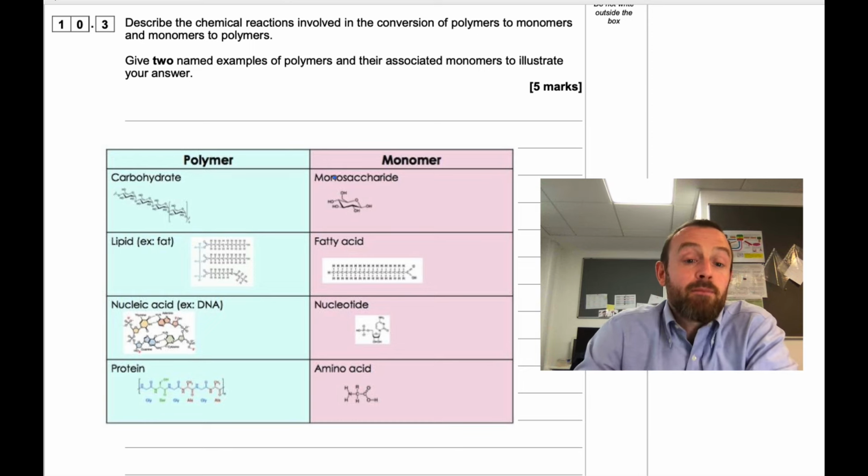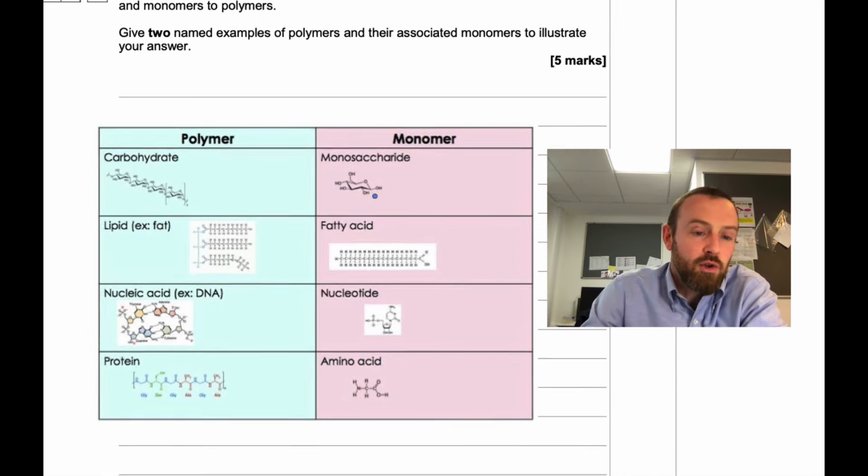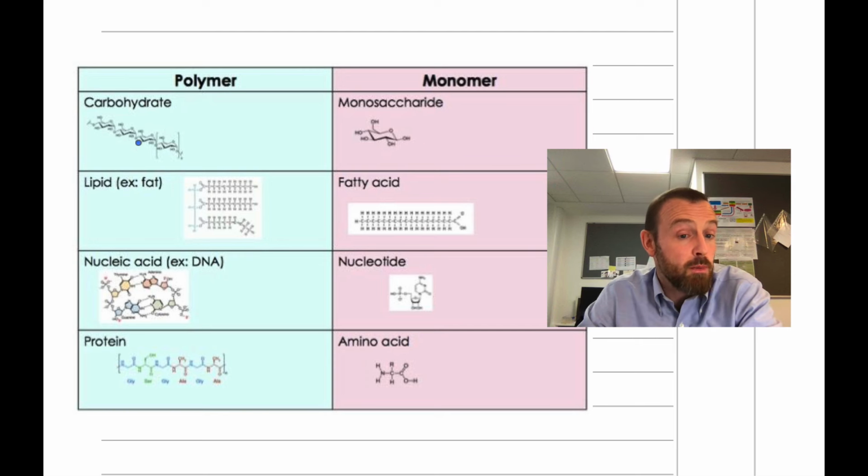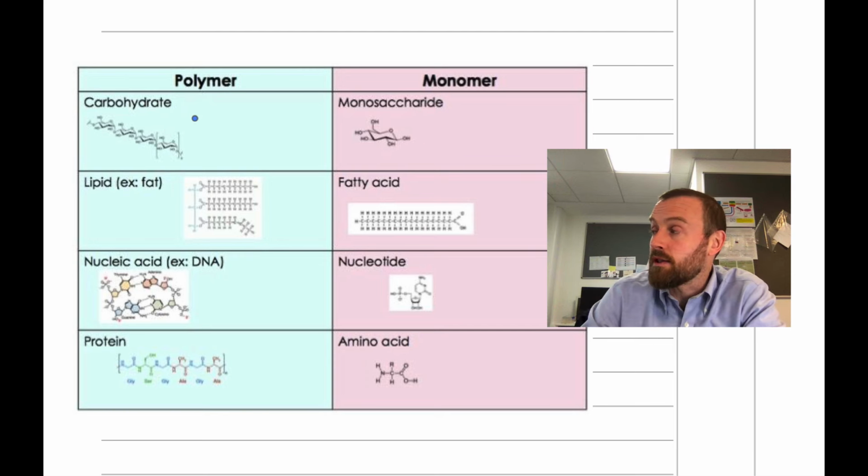So maybe glucose molecules into a carbohydrate such as starch, a condensation reaction forming glycosidic bonds. Or we could talk about starch being broken down by the enzyme amylase, which breaks the glycosidic bond and produces, well, it actually produces maltose disaccharides. Lipids and fatty acids, we're talking about glycerol and fatty acids joining together in condensation reactions to form lipids, and it's the formation of an ester bond here.